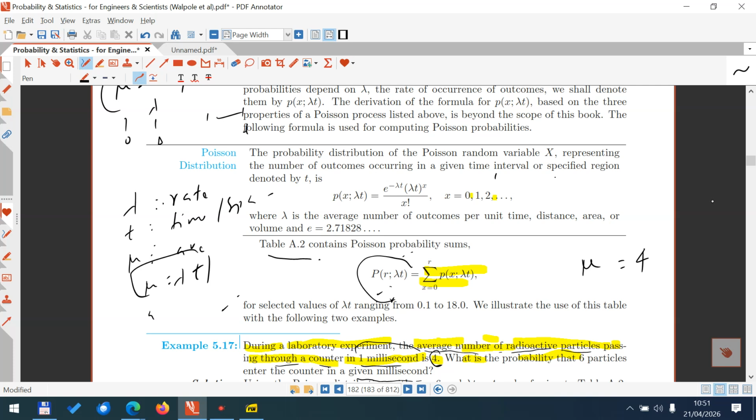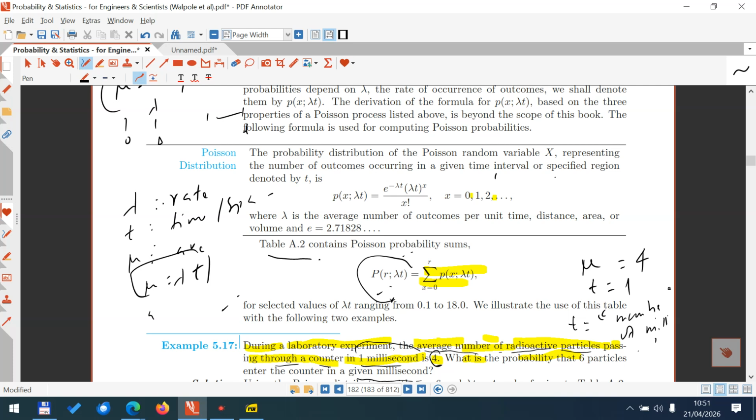Why? Because we can define t to be the number of... Remember, I told you not to attach units in this course. It is very dangerous. So let's say we use t to be the number of milliseconds. It's a number now. Now, what is the value of t in this problem?